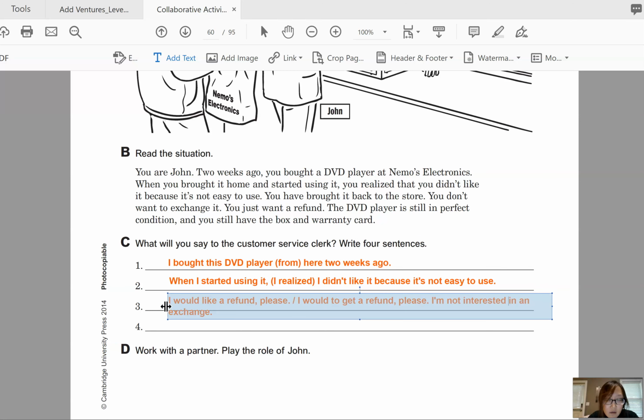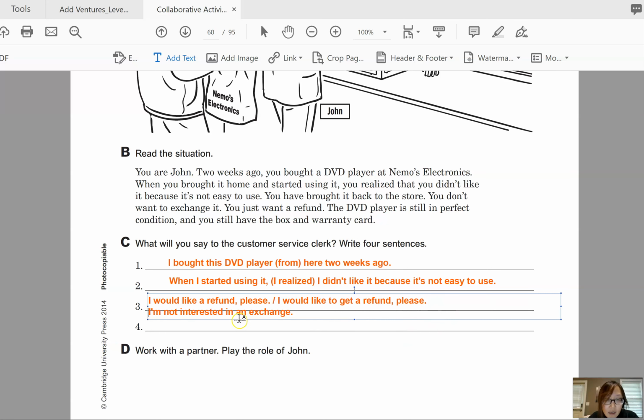Okay. Thank you for being patient with me. Oh, it's still not long enough. There we go. Okay, so I would like a refund, please. Or I would, ooh, I forgot to include the like. Okay. All right, sorry about all the mistakes. And it doesn't fit anyway. Okay. So let me actually put this at the bottom.